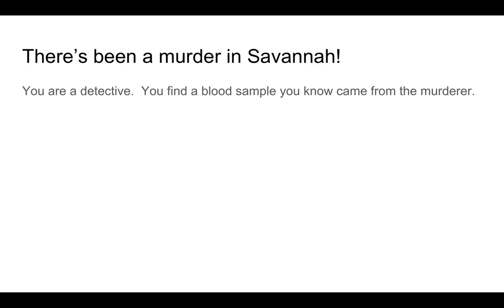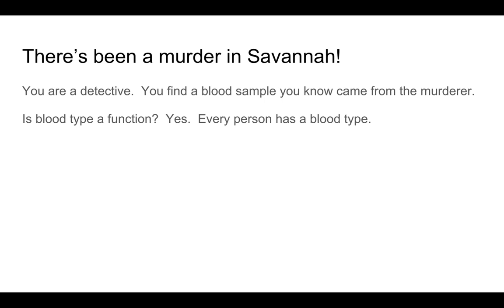So imagine there's been a murder in Savannah. You're a detective. You want to find out who the murderer was. You find a blood sample on the floor that somehow you know came from the murderer. Can we determine who the murderer was from the blood sample? Well, is blood type a function? Does every person have a blood type? Yes. Every person has a blood type. The inputs here are people. The outputs are blood types.